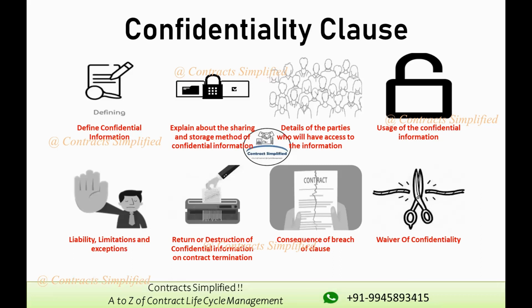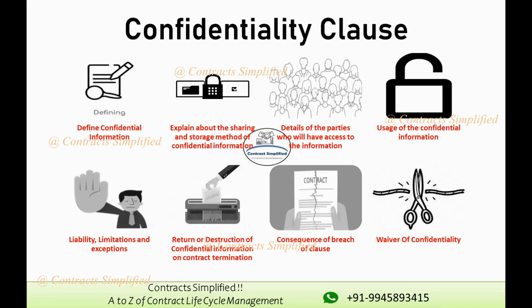Suppose it is a hard copy that is being stored in a locker, then you can ask for additional security of that locker or of the room where the locker is placed. The third one is details of the parties who will have access to information. It is not just that you are sharing with the company, but you are sharing with the people who are working there. So it is very crucial for you to know who has access to that information.